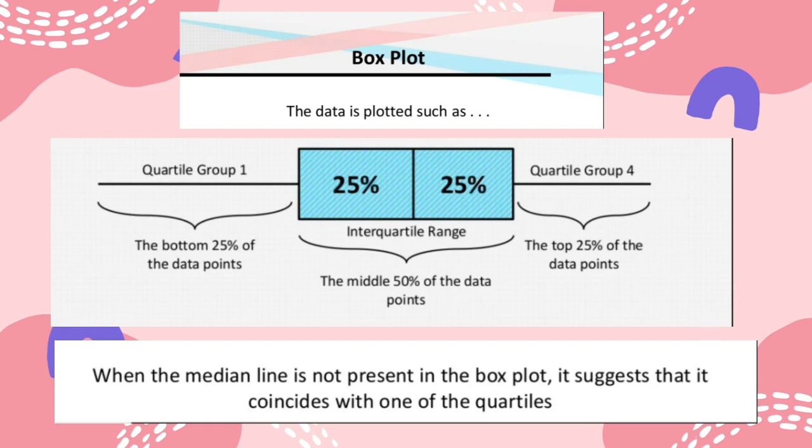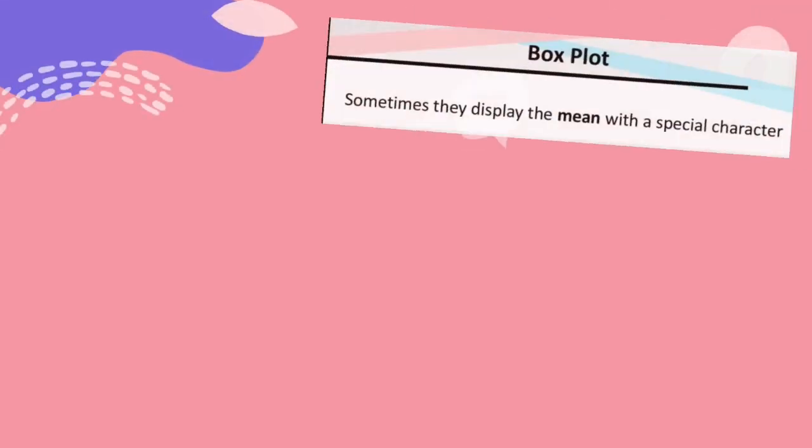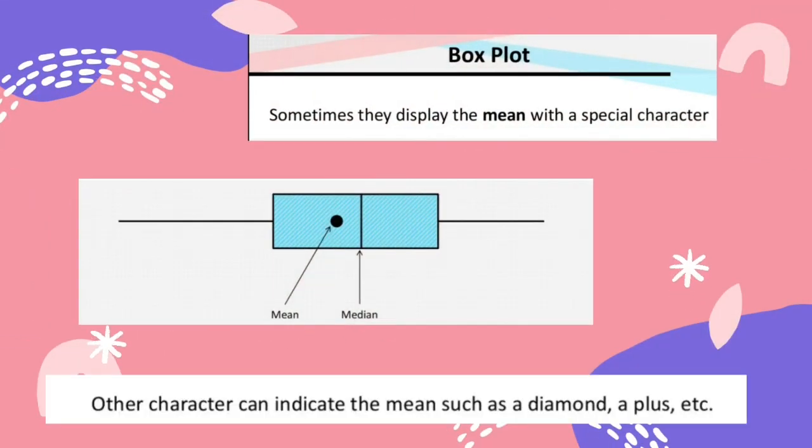The data is plotted such as quartile group 1, the bottom 25% of the data points; interquartile range, the middle 50% of the data points; quartile group 4, the top 25% of the data points. When the median line is not present in the box plot, it suggests that it coincides with one of the quartiles. Sometimes they display the mean with a special character. Other characters can indicate the mean, such as a diamond, a plus, etc.